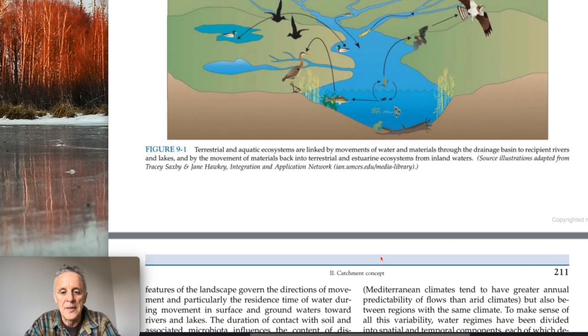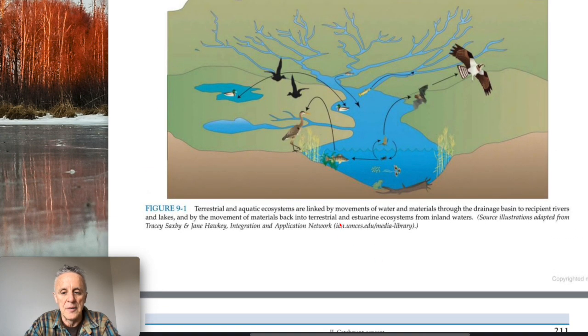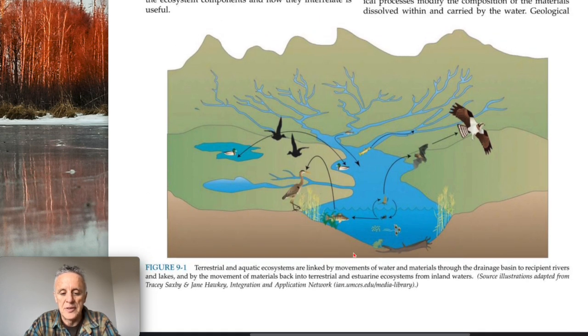So before we move on, let's look at figure 9-1 here. Terrestrial and aquatic ecosystems are linked by movement of water and materials through the drainage basin to recipient rivers and lakes, and by the movement of material back into the terrestrial and estuarine ecosystem from inland waters. So what we're seeing is pretty much the upper part of the watershed here, or they call it the catchments. And then we have migratory fish. We have also the migratory fish here. We have ducks that are enjoying a riverine or maybe an estuarine ecosystem.